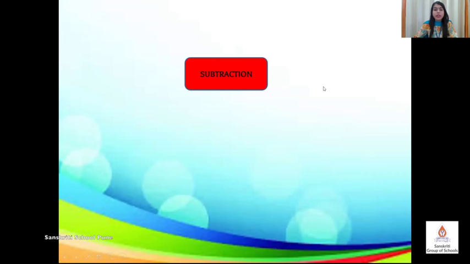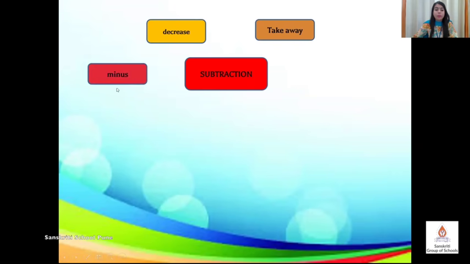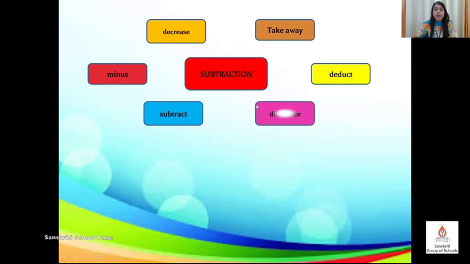Subtraction. Now let us just see what is subtraction and what are the different terms that we use for subtraction. So we use decrease. Decrease means to lessen something. Take away, minus, deduct, subtract, and difference. So whenever you see these terms, decrease, minus, subtract, difference, deduct, take away, which together means subtraction.